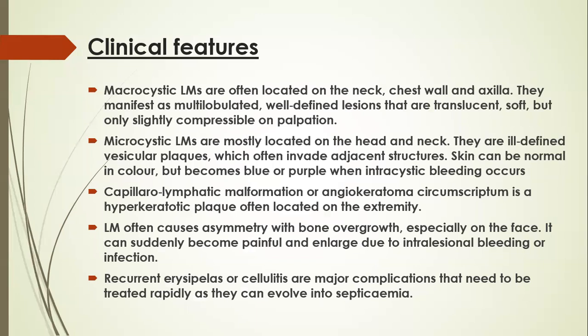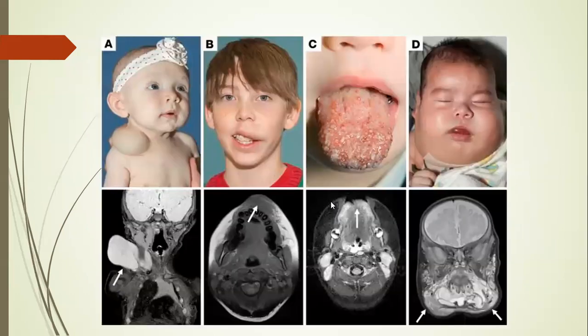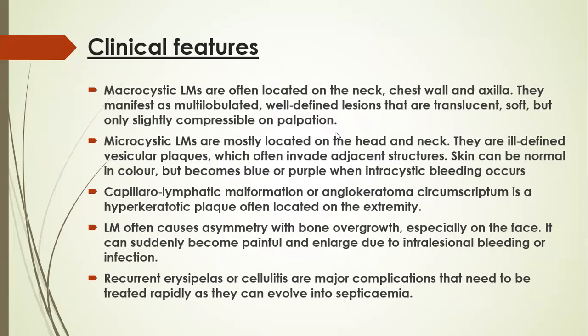Clinical features. The macrocystic lymphatic malformations are often located on the neck, chest wall, and axilla, and manifest as multilobulated, well-defined lesions that are translucent, soft, but only slightly compressible on palpation. So these are the macrocystic lymphatic malformations located on the shoulder, on the face, on the lip, involving the tongue.